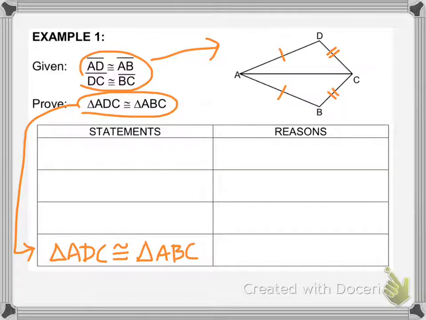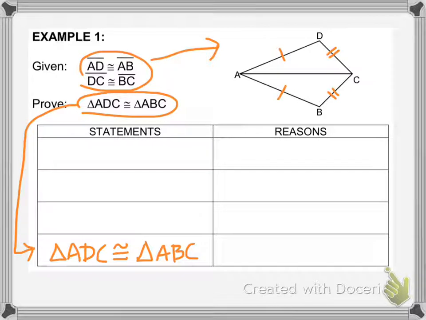Now you try to get some ideas in your head about which one this could be: SSS, SAS, ASA, or HL. I already have two sides that are congruent, so it could be either SSS or SAS. I don't have any right angle, so it's probably not HL. For it to be SAS, I would need to know something about angle D and B, the angles between those sides, but I don't know anything about those angles. So it could very well be SSS. Let's start with those first two givens and then see what else we can see.